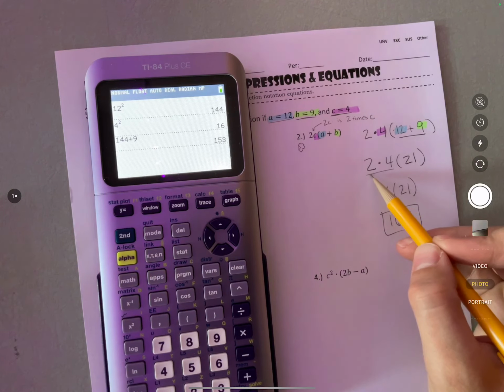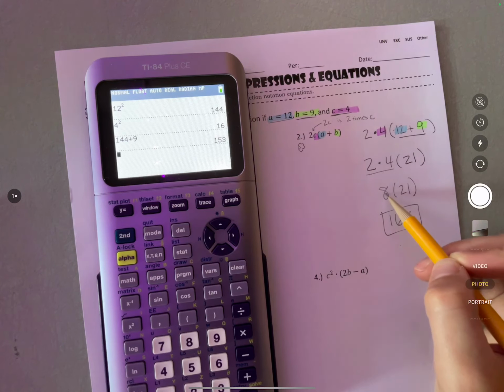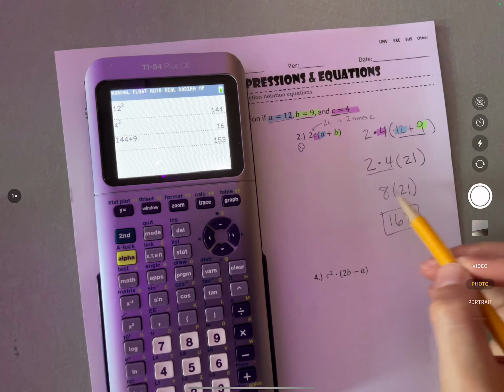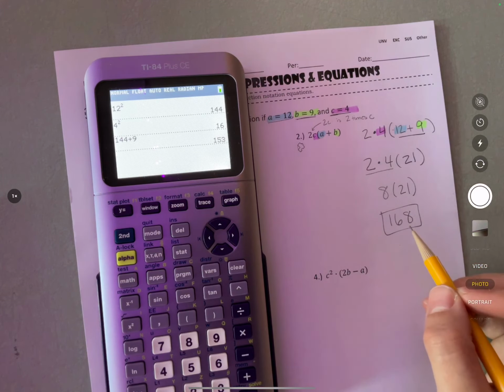So first I want to start on the left to the right, so 2 times 4 first gives me 8, and then I do 8 times 21, which gives me 168.